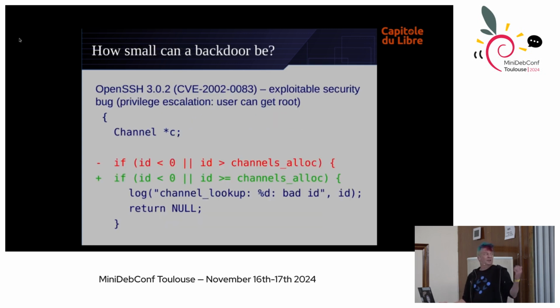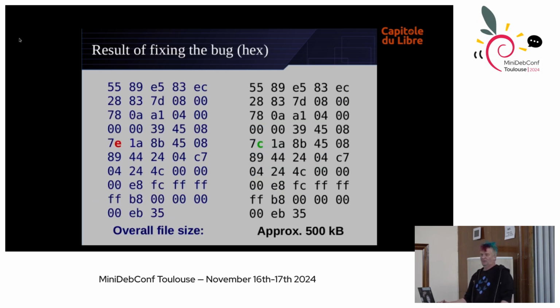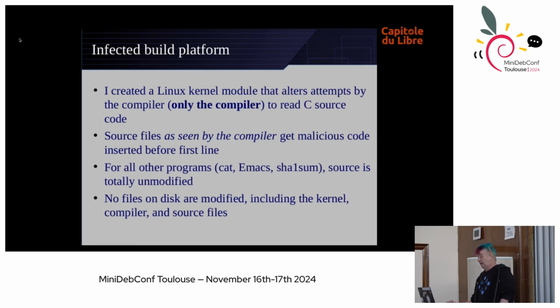And also 10 years ago, there was this bug in SSH, which has this one small difference, and that difference is a bit in 500 kilobytes. And you will not see it. No one will see it. Very hard to spot. And they also made a proof of concept of a Linux kernel module which modified the source, so that if the compiler works with it, it's different than if you look at it with an editor.